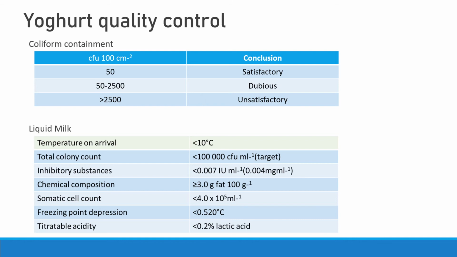And for the chemical composition itself, it's more than 3.0 gram fat per 100 gram. For the somatic cell count itself, it's less than 4 times 10 to the 5 per ml. And for the freezing point depression, it's less than 0.520 degrees. And for the titratable acidity, it's less than 0.2% lactic acid.